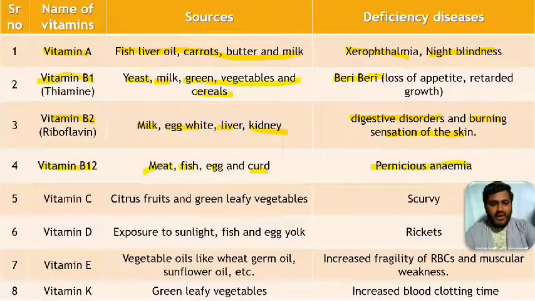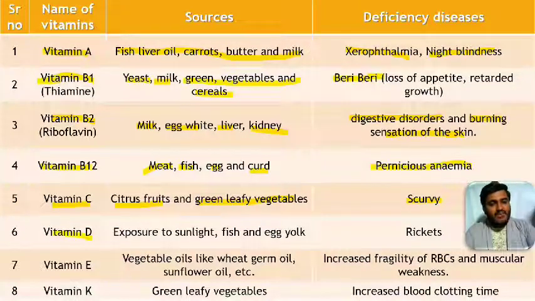Okay, next one, vitamin C. Vitamin C is usually found in citrus fruits and green leafy vegetables. Deficiency of vitamin C causes scurvy disease. Which disease? Scurvy.